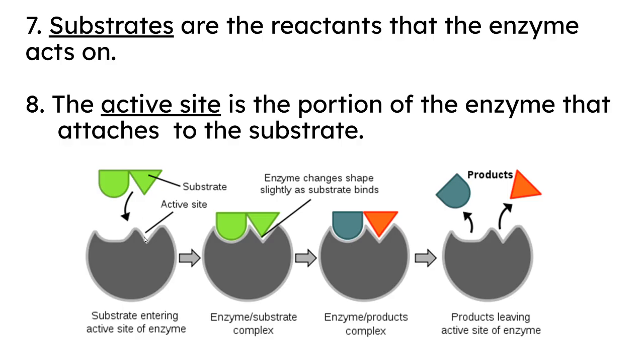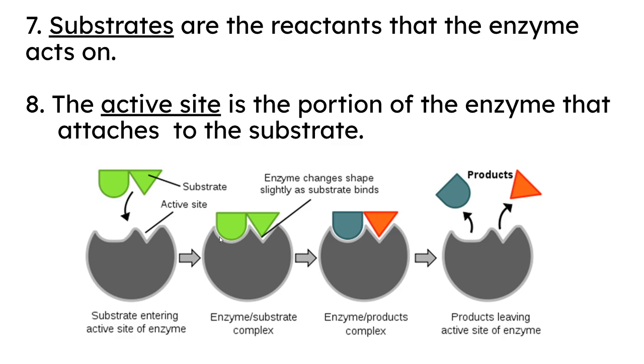And that shape where the substrate comes in is called the active site. The active site is the portion of the enzyme that attaches to the substrate. So in this diagram, we have the enzyme, and the active site is right here. The substrate is going to come into the active site.